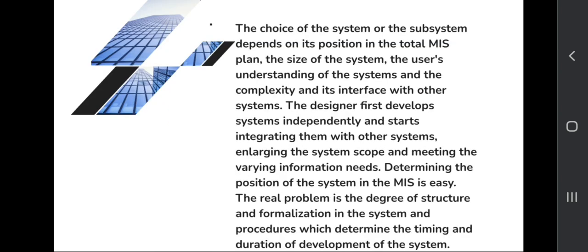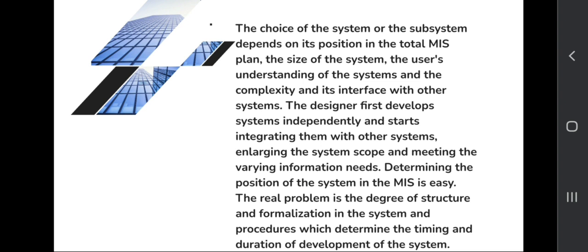The choice of the system or the subsystem depends on its position in the total MIS plan, the size of the system, the user's understanding of the system and the complexity, and its interface with other systems. The designer first develops systems independently and starts integrating them with other systems, enlarging the system scope and meeting the varying information needs.